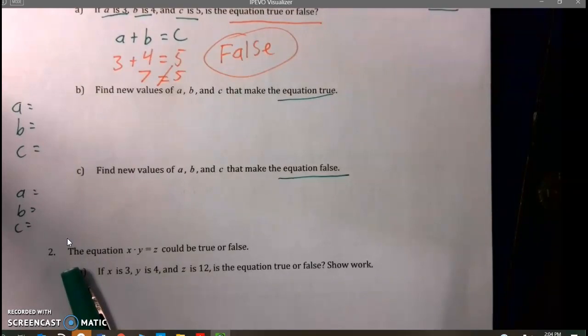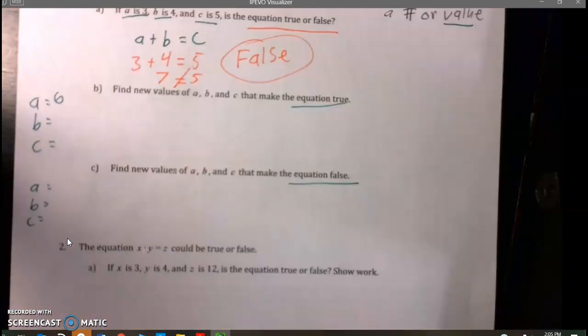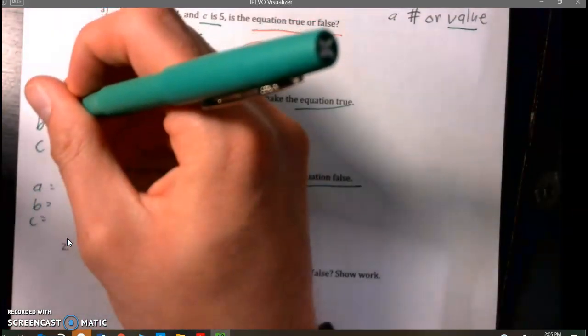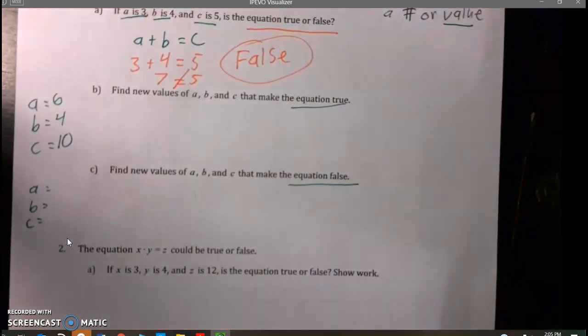All right. So just to go over, I'm sure people came up with a countless amount of different values. So I'll just go over some examples that I'm going to come up with on the spot, just to further bring the point home. So find new values of A, B, and C that make the equation true. Okay, I'll pick 6 for A, 4 for B, and 10 for C.